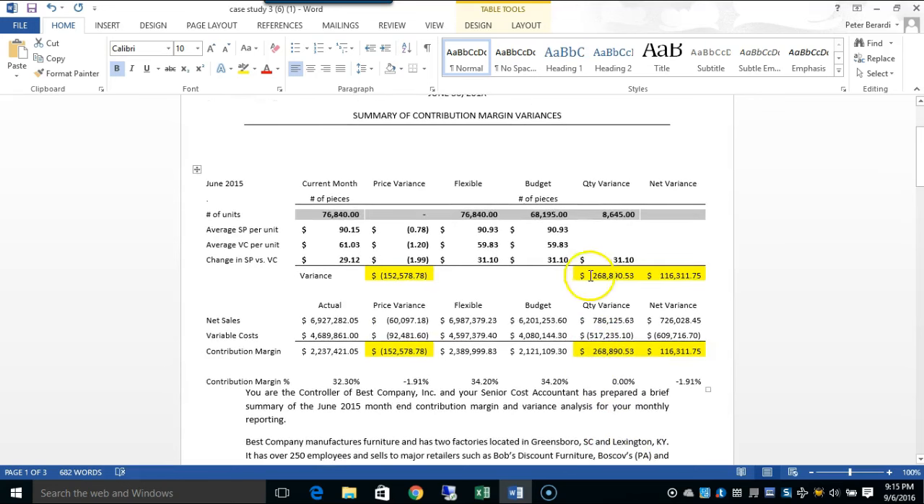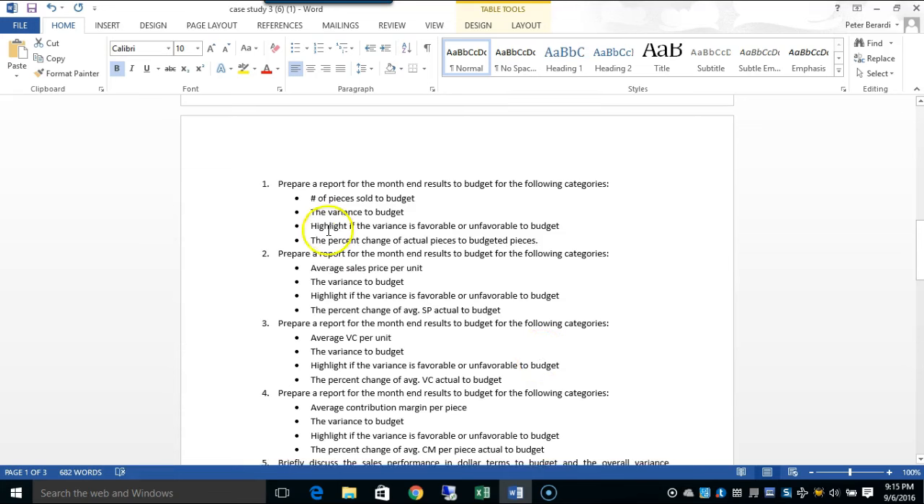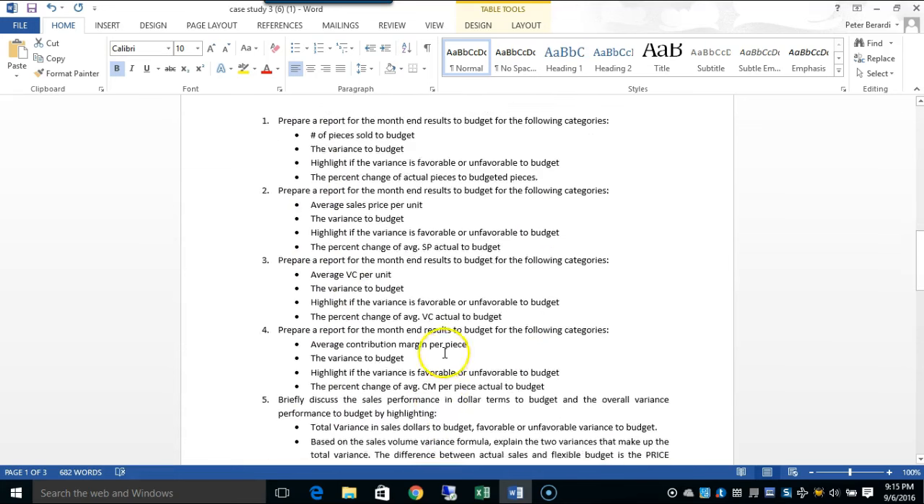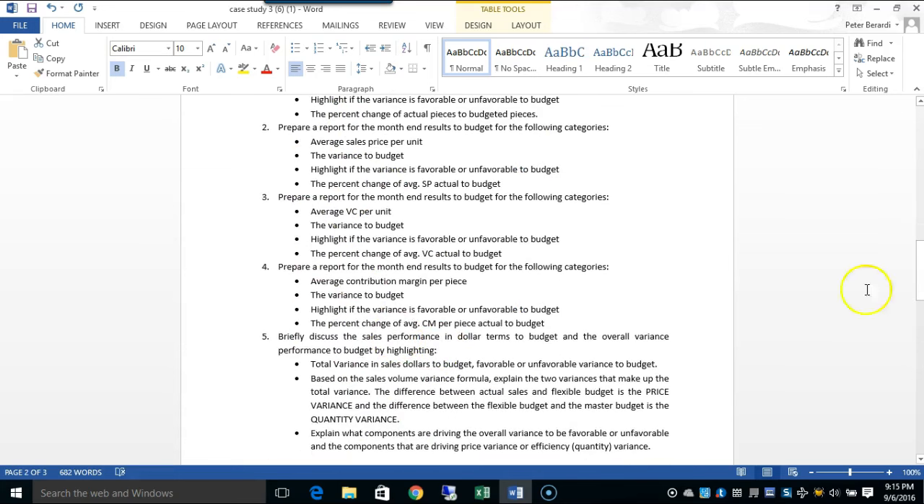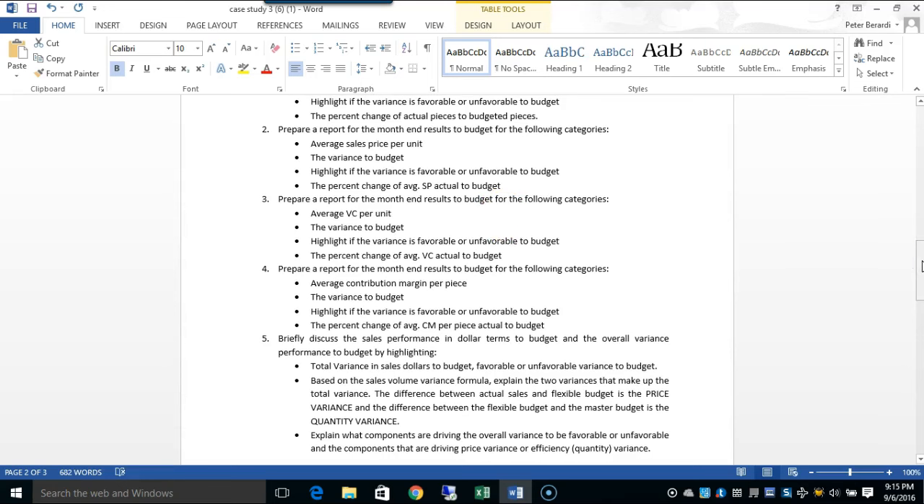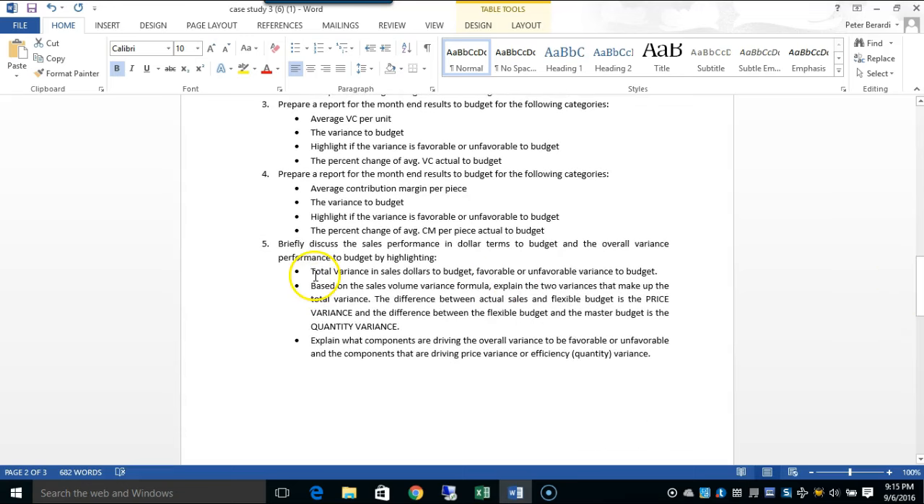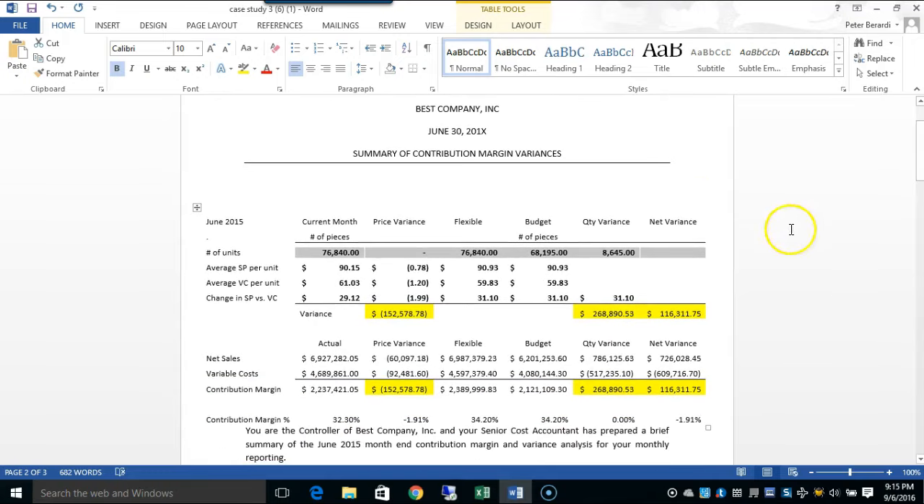So again, this is an outline. It tells you to basically dissect the numbers, talk about the differences between actual and budget by each number, and the percent change to budget. Then talk about it in dollar terms, the actual to budget, whether the variance is favorable, unfavorable, the percent change to budget, and drill down into the components that make up the price and quantity variances.